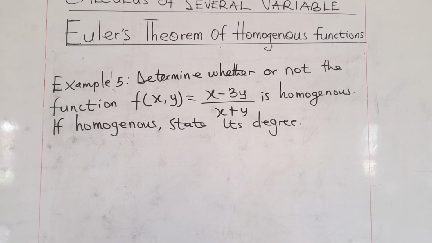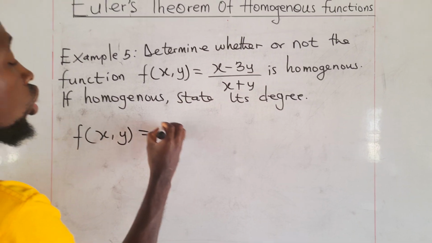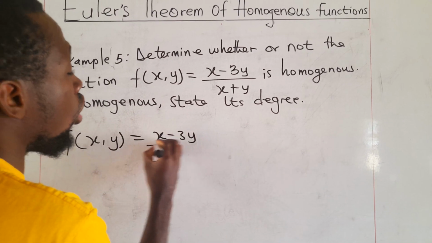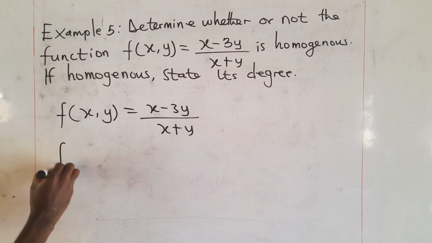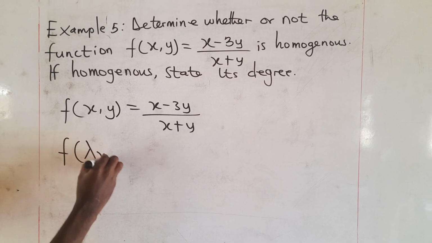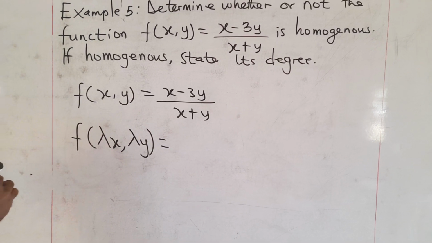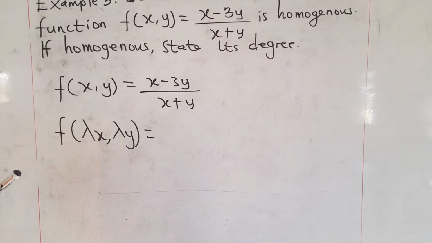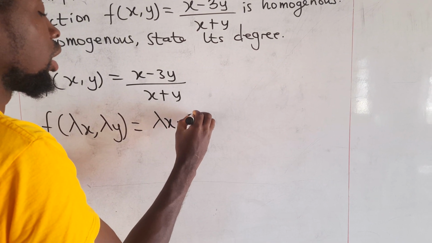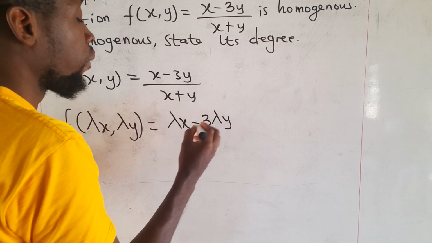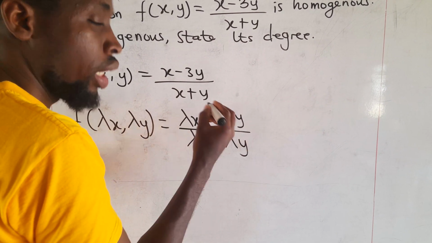So what does it say? Remember the function f depending on x and y is equal to x minus 3y all over x plus y. What is Euler trying to tell us? He said we should introduce a parameter lambda to affect the independent variables. So that means any place we see x now, we substitute lambda x, and y we substitute lambda y. So we have lambda x minus 3 lambda y all over lambda x plus lambda y.